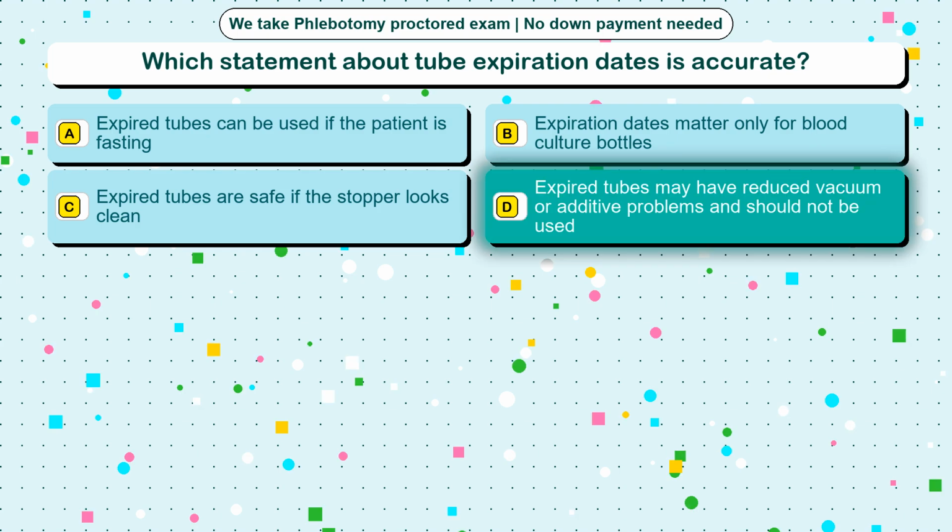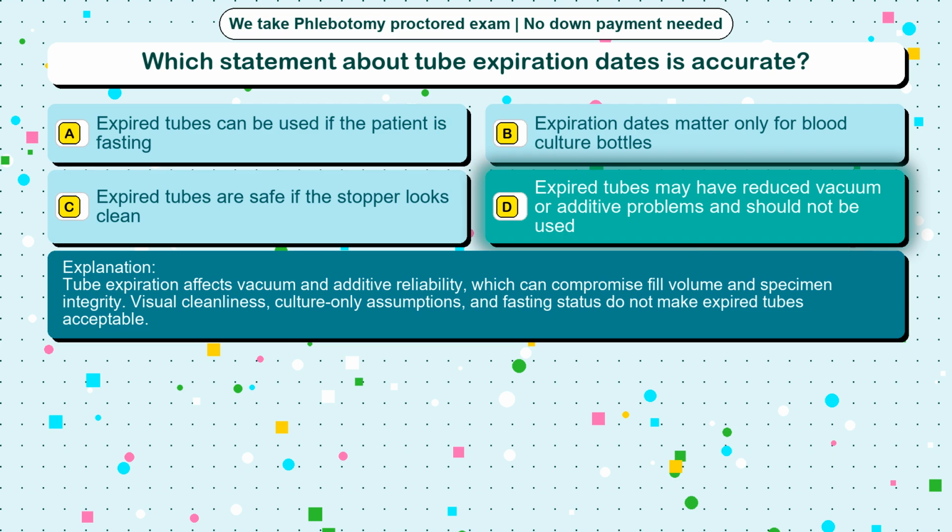The correct answer is option D. Expired tubes may have reduced vacuum or additive problems and should not be used. Tube expiration affects vacuum and additive reliability, which can compromise fill volume and specimen integrity. Visual cleanliness, culture-only assumptions, and fasting status do not make expired tubes acceptable.